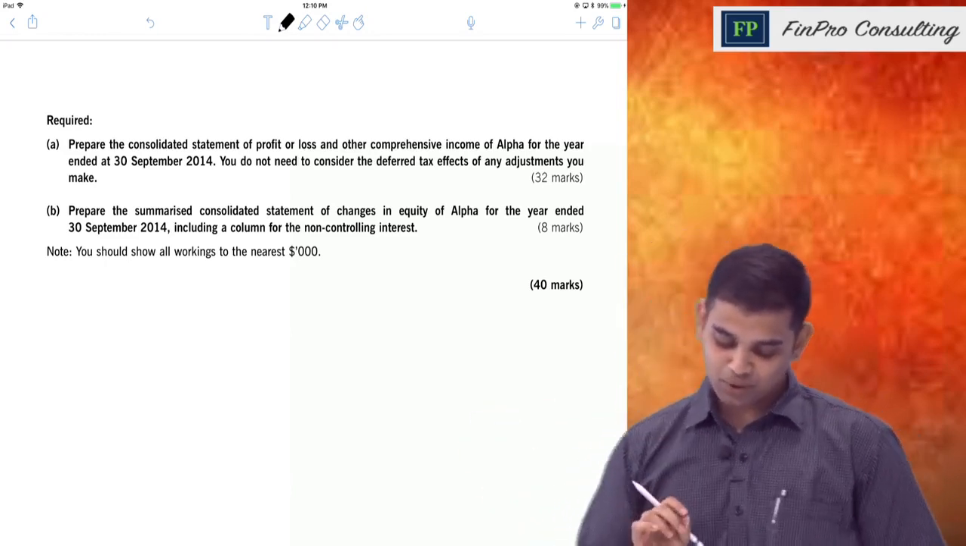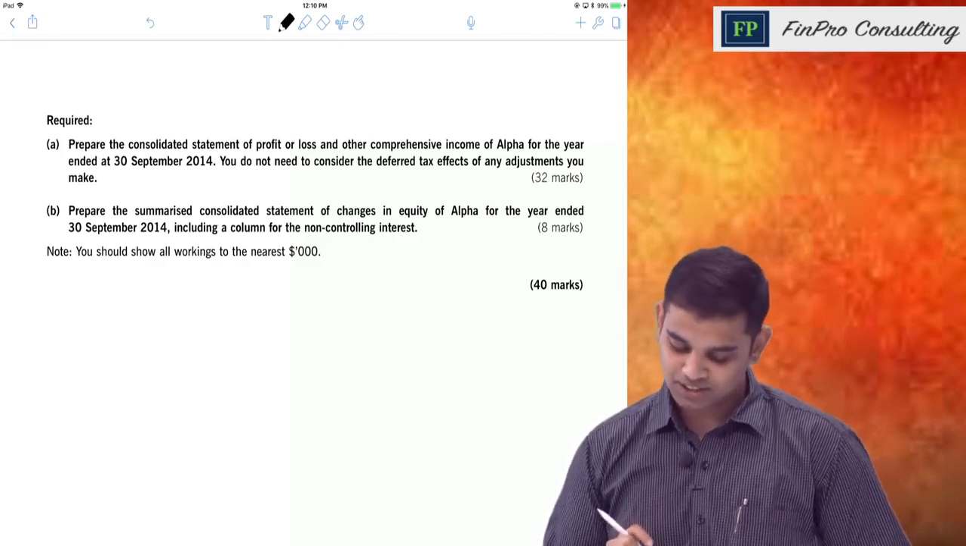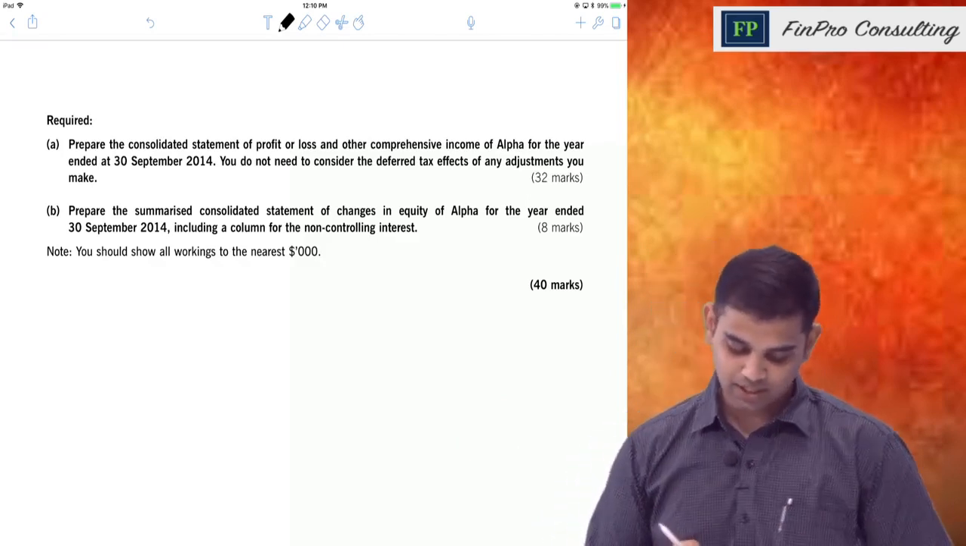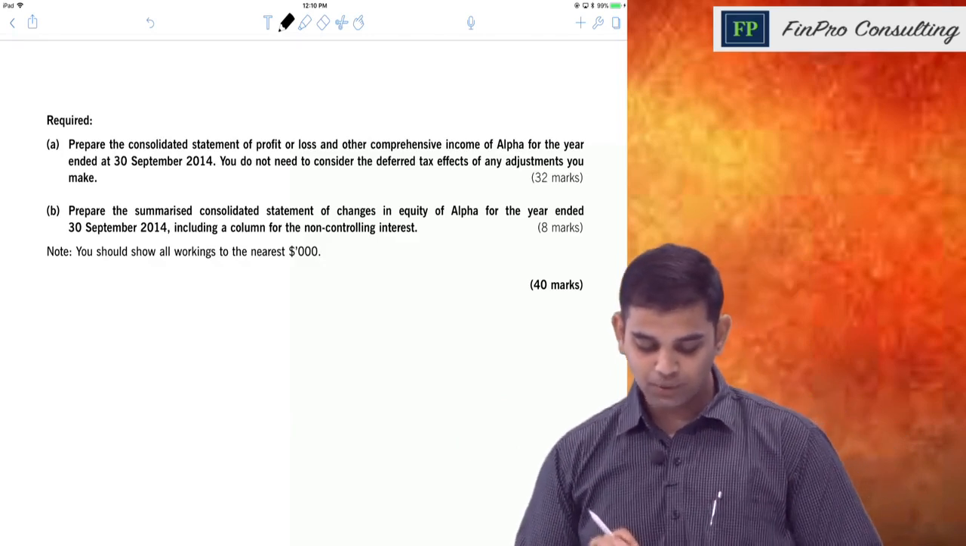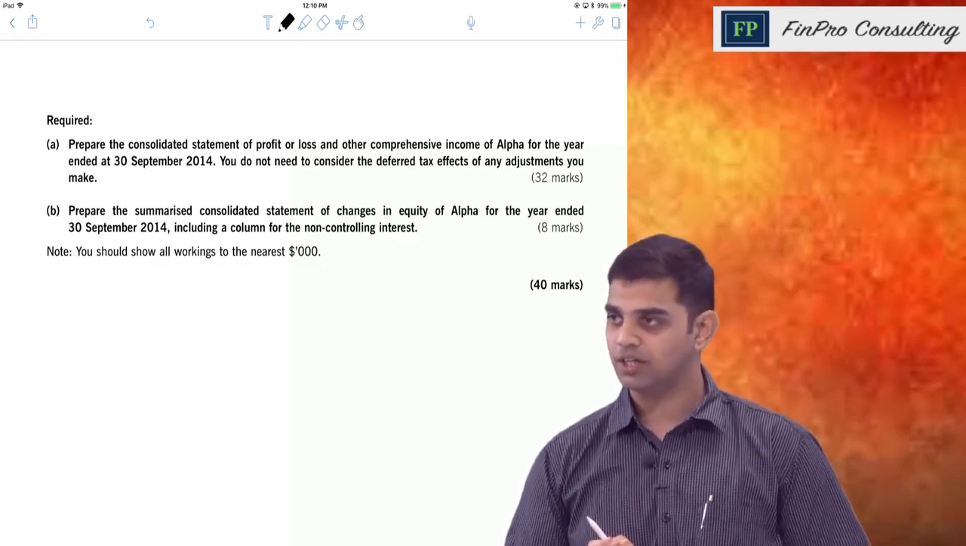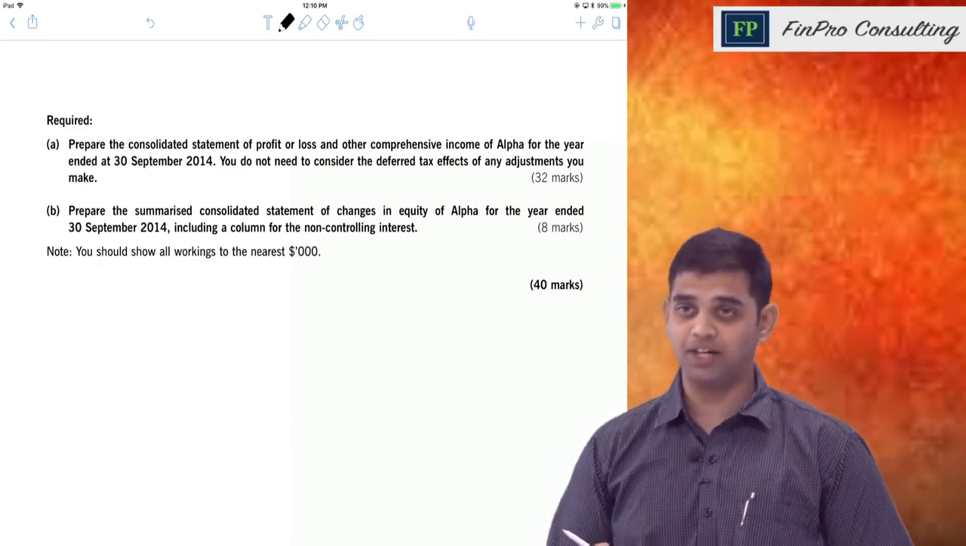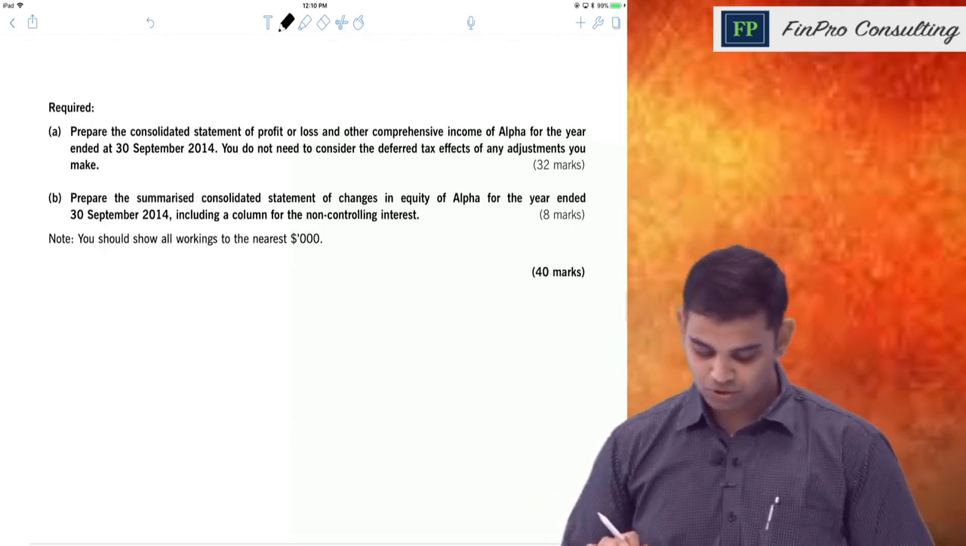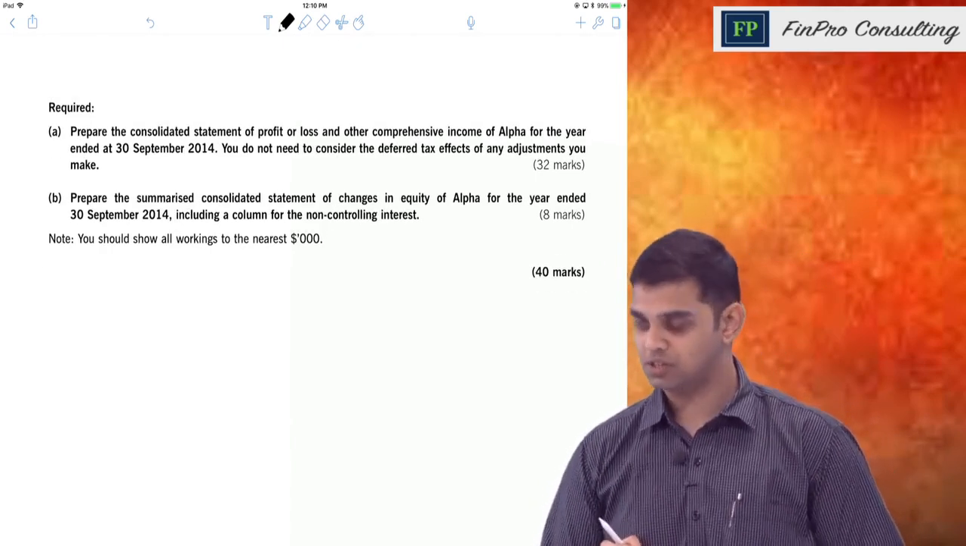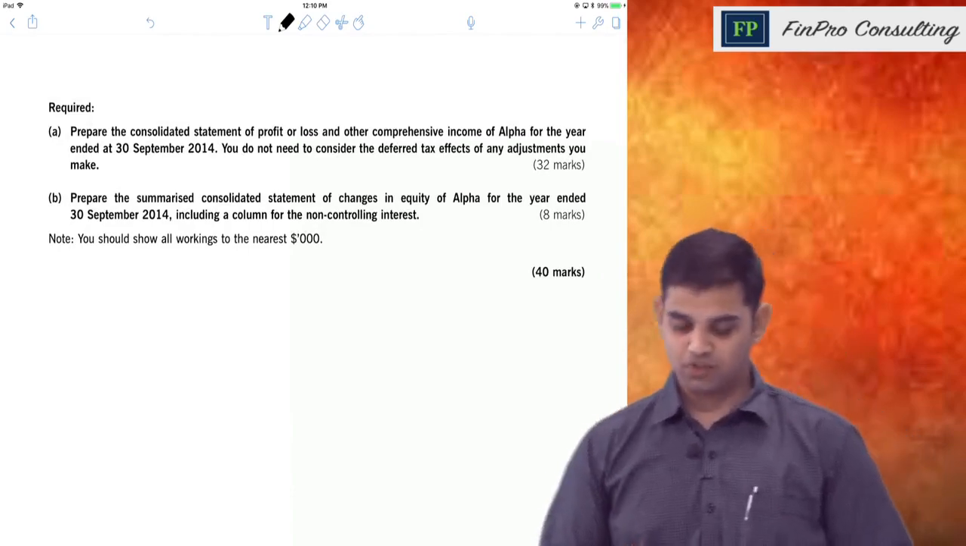And then you are also required to prepare the consolidated statement of changes in equity of Alpha for the year ended 30th September 14, including a column for non-controlling interest. That is for 8 marks. Right? You should show all the workings to the nearest thousands. So let us start solving.